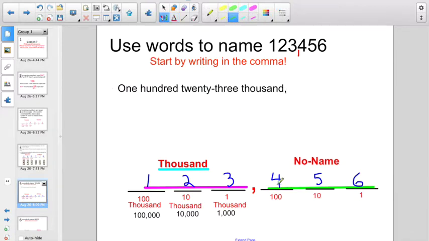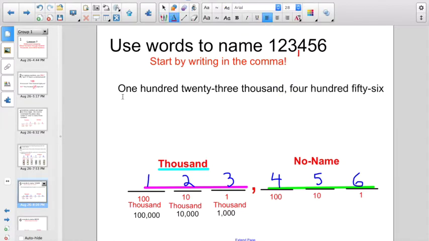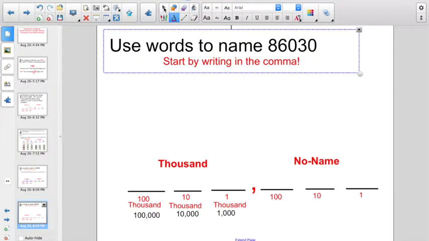Then what do we have? 4, 5, 6. Well, how do you pronounce 4, 5, 6? That's 456. And I don't have to say a group name here because it's in the no-name group. So let's go ahead and keep that writing right after the comma. For a grand total using words, this is 123,456. Let's try another one just like that.